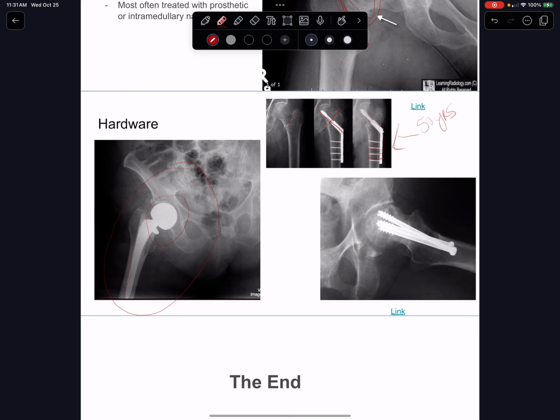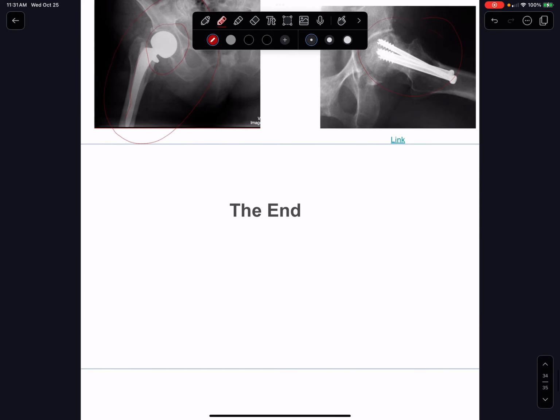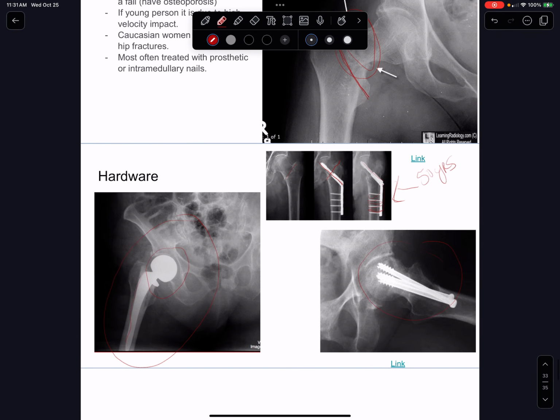And then again, here's just the nails. So this one, the fracture looks like it was just in the head, and they did the screws or nails, whatever they call them. So it just kind of depends on how bad the fracture is, the patient's age, the patient's condition. All right, that's it on part 2.